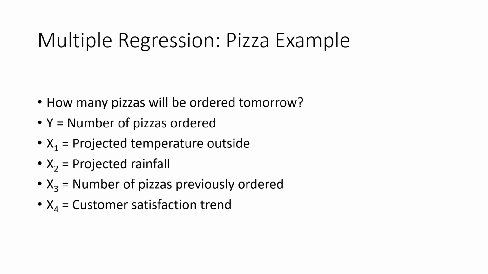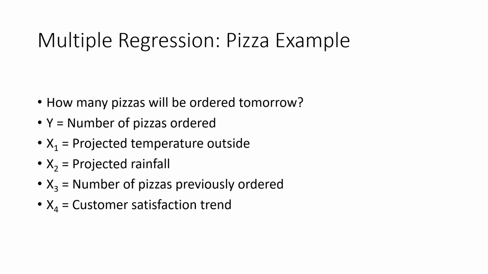So what you're trying to predict here is the number of pizzas ordered. That would be your Y variable. And then we have a series of potential predictors, independent variables, and I've labeled them x1 through x4. So x1 might be the projected temperature outside, right? If it's a very, very cold day, people might be more inclined to order a warm pizza. The projected rainfall, right? So if it's a very rainy day, people might not feel like going out. They might be more likely to order a pizza.